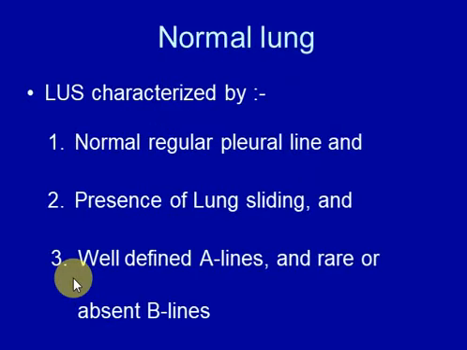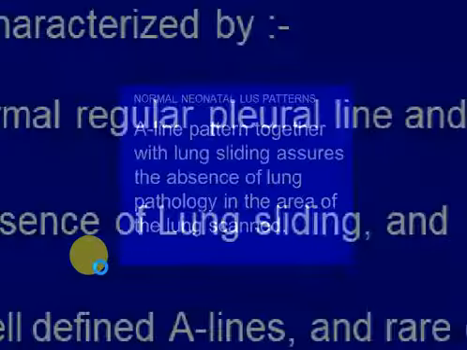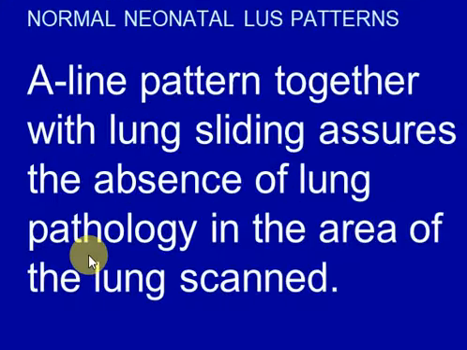As you know before, a normal lung should have a normal regular pleural line and presence of lung sliding, and we define the A line with absent B line, or B line in one sector less than 2 B lines. So any A line together with lung sliding assures the absence of lung pathology in the area of lung scan.